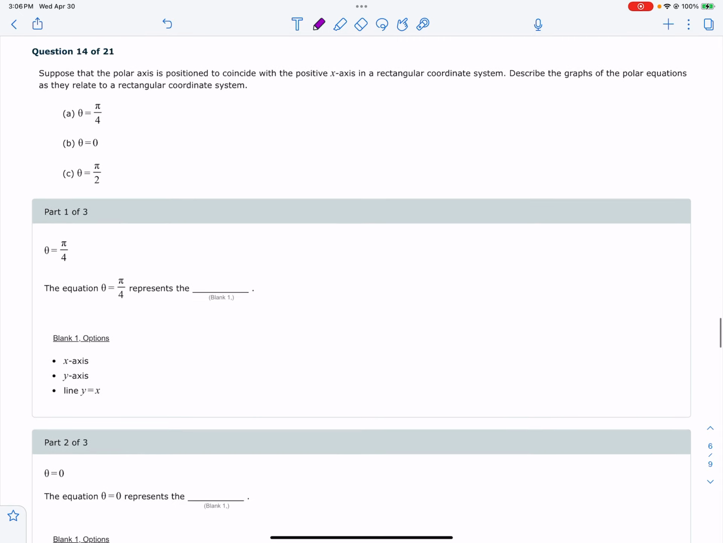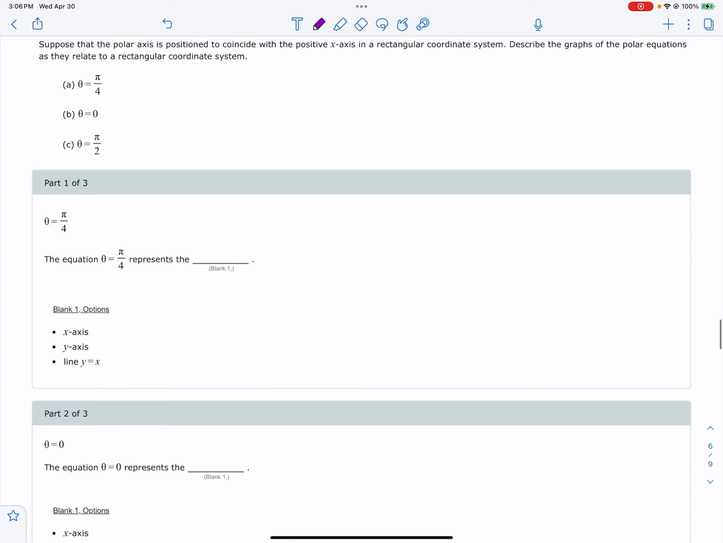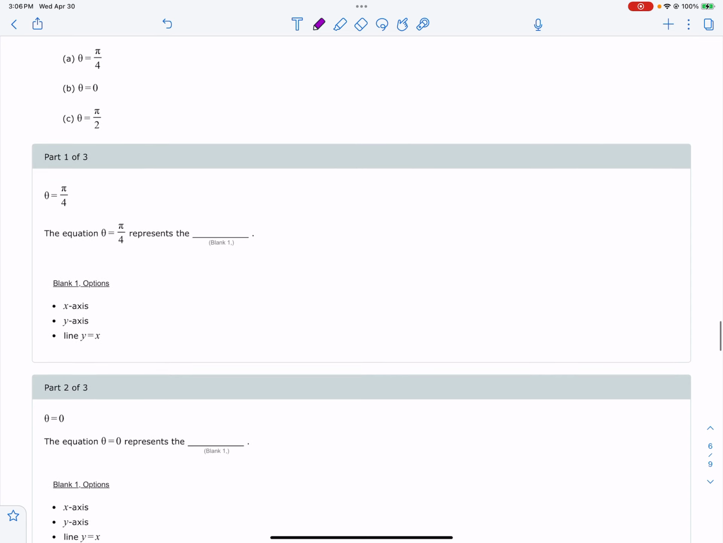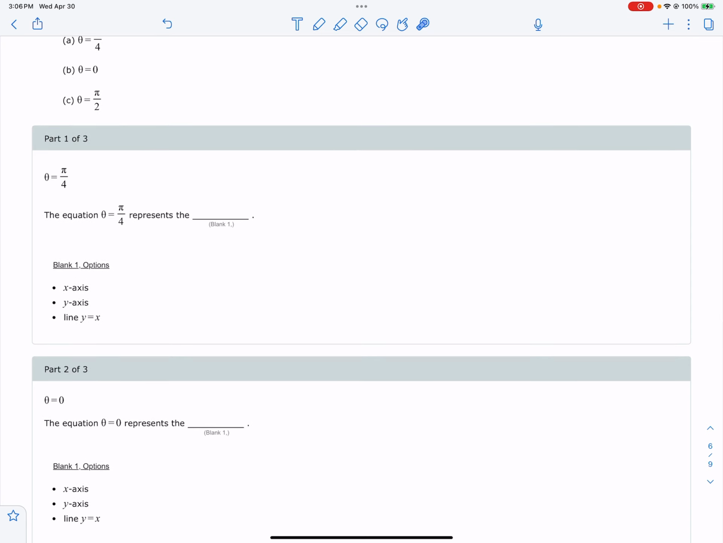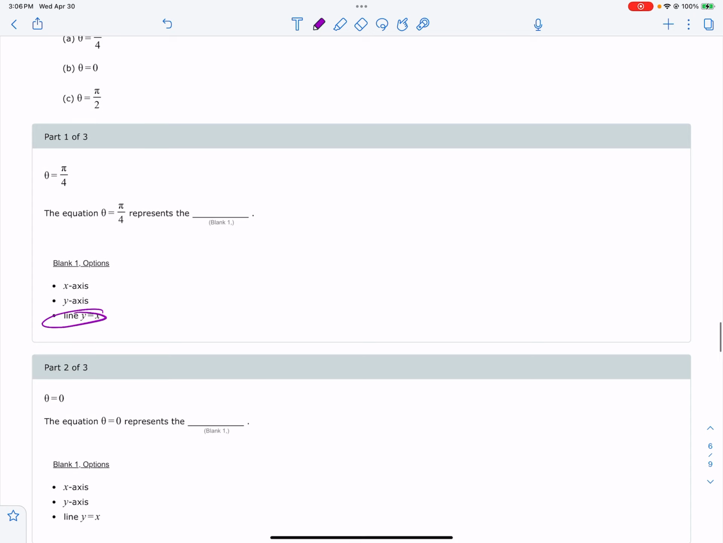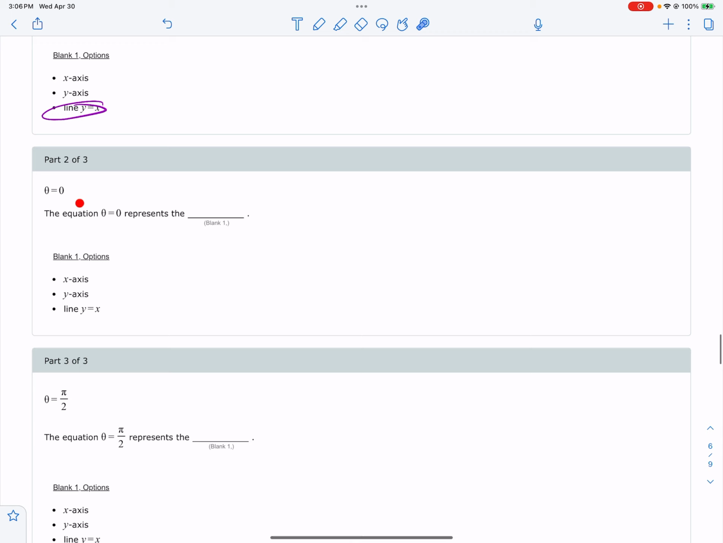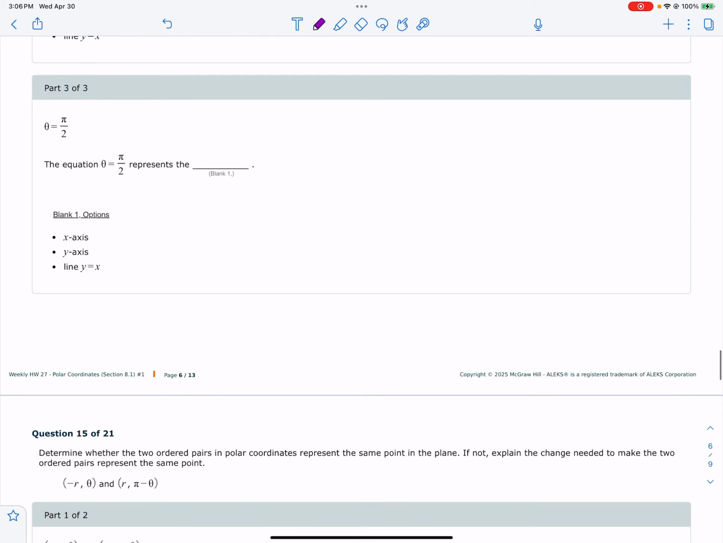Okay, 14. So pretty much the same thing. So this is going to be the line y equals x. This is going to be angle of 0. So the horizontal axis, which is the x-axis, and then this would be the y-axis.